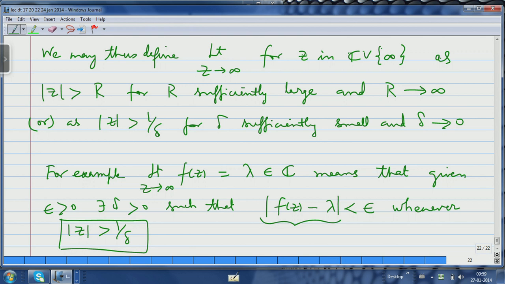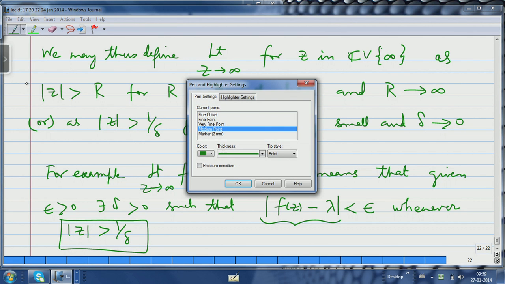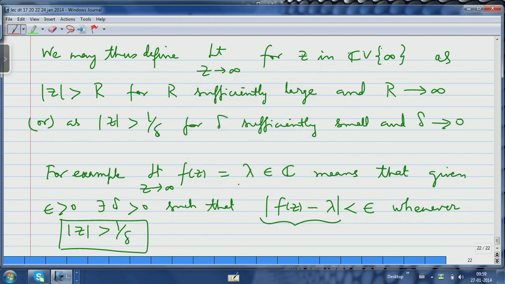And so what you must understand is, it's very, very important. So, let me write it in a different color. f needs to be defined in mod z greater than r for some r greater than 0. Otherwise, this definition doesn't make sense. At least you need to require this of f if you want to study properties of f such as analyticity.